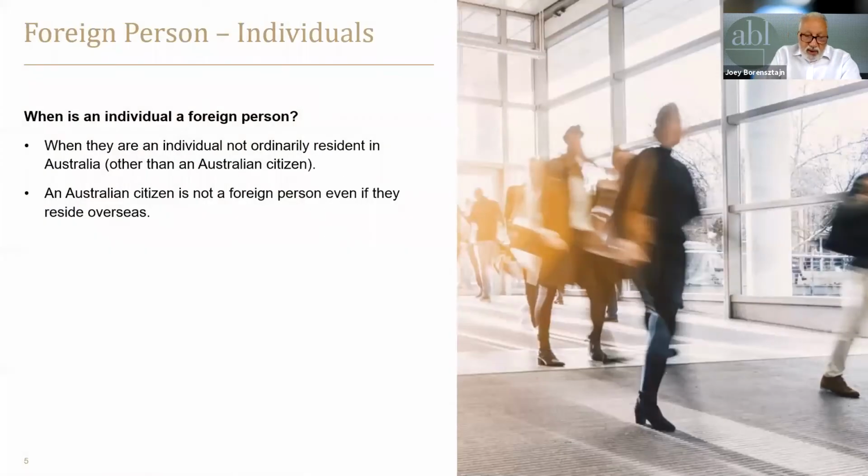An individual is a foreign person if they're not ordinarily resident in Australia. Importantly, this does not apply to Australian citizens. So if you have a child who is an Australian citizen and they leave to live overseas, marry someone, they remain an Australian citizen and they're not a foreign person for these purposes. We'll get into that a little bit later on because it does impact the treatment of trusts where Australian citizens' children and their spouses are beneficiaries. But repeating, it's an individual not ordinarily resident in Australia.